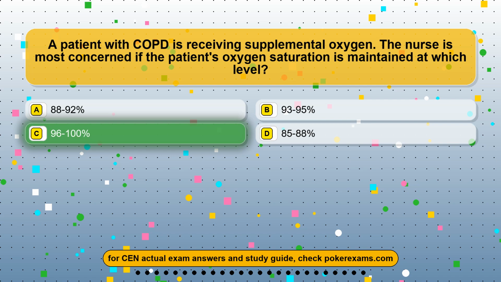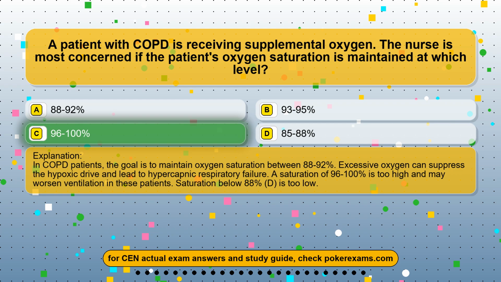The correct answer is option C, 96-100%. In COPD patients, the goal is to maintain oxygen saturation between 88-92%. Excessive oxygen can suppress the hypoxic drive and lead to hypercapnic respiratory failure. A saturation of 96-100% is too high and may worsen ventilation in these patients. Saturation below 88%, D, is too low.